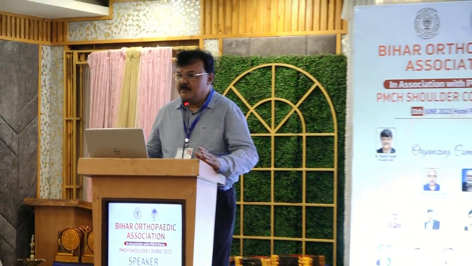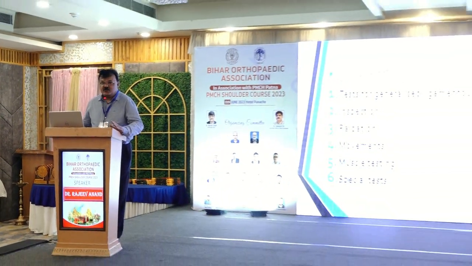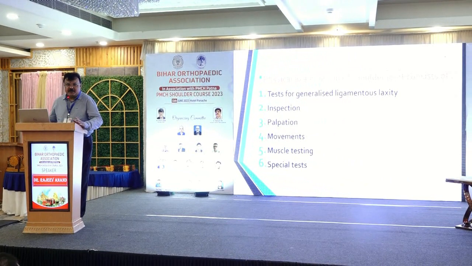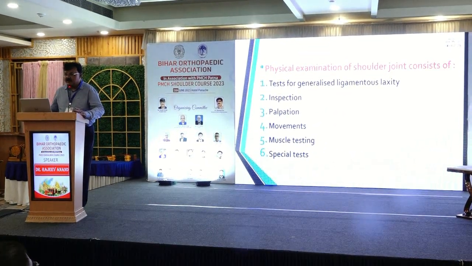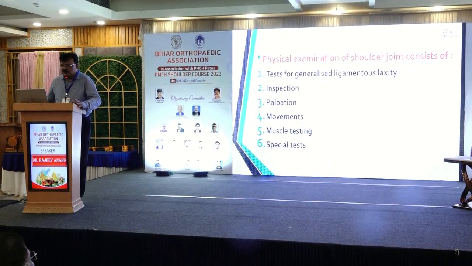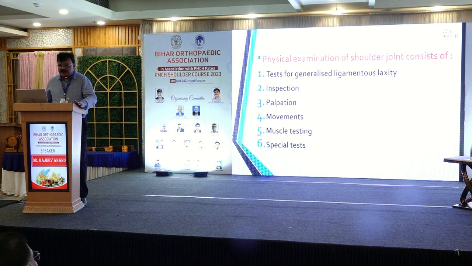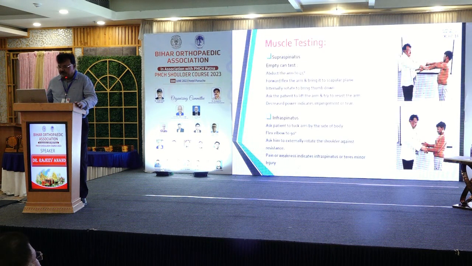So what we see, the physical examination of the shoulder joint consists of a test of generalized ligamentous laxity that has to be ruled out before you examine the patient, so whether the patient is having any generalized ligamentous laxity or not. Of course, we do inspection, palpation, movement, muscle testing and special tests. But I'll be focusing on muscle testing and special tests in my topic.